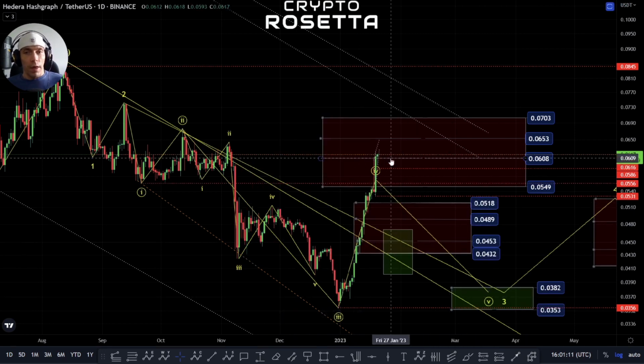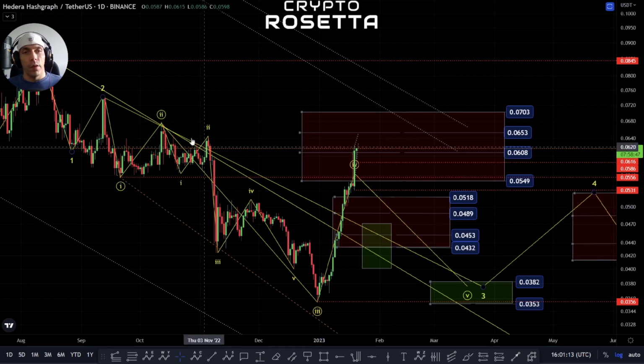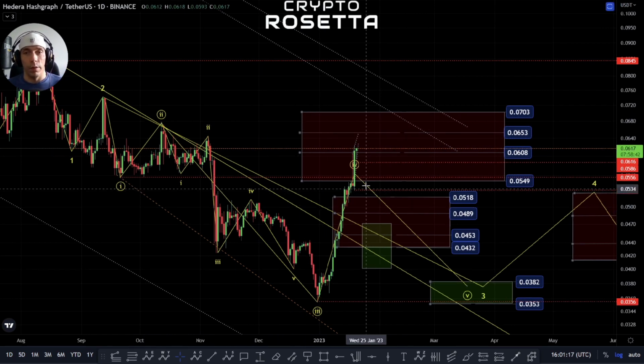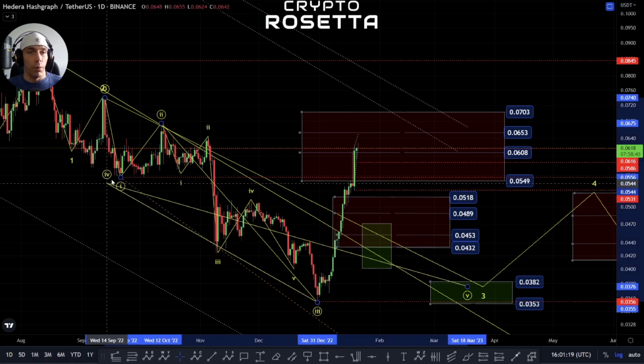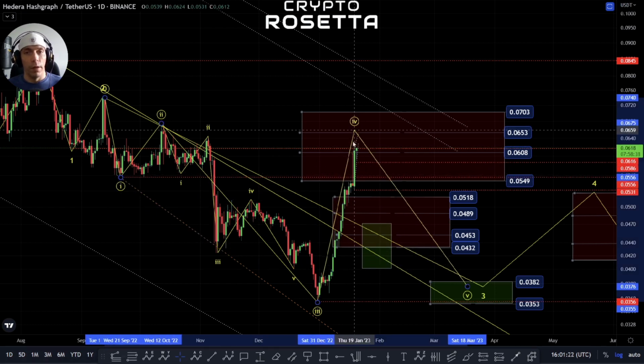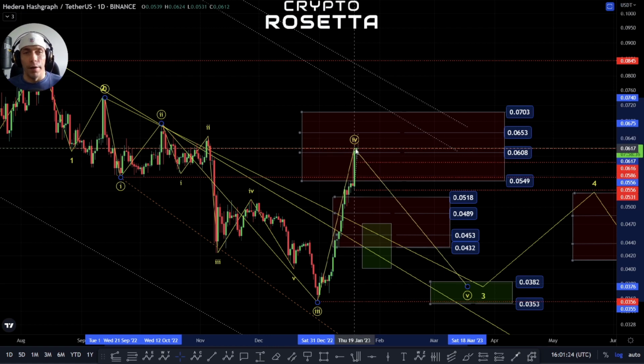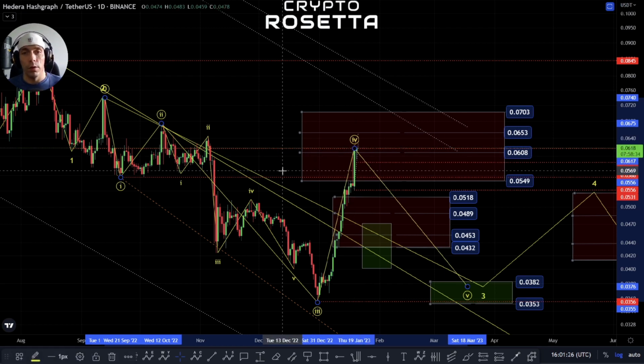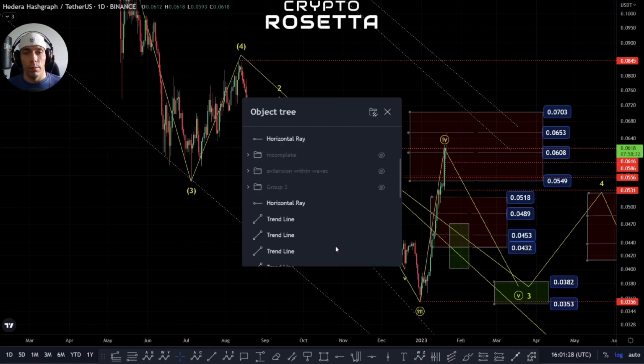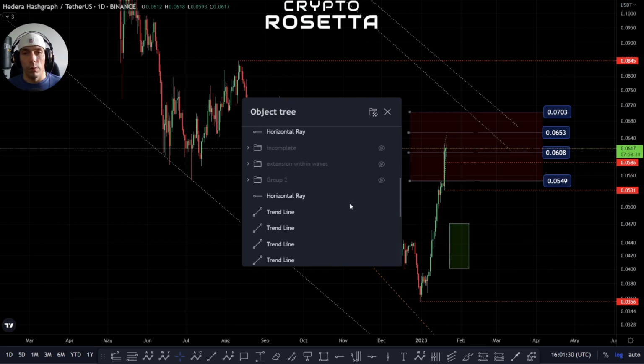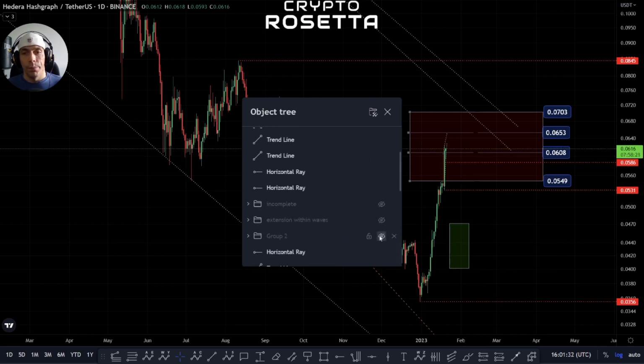So the fact that we came up this high here has basically indicated to me that this structure we were following can no longer be valid because this wave 4 is not allowed to cross this wave 1 here. So basically we've come up too high now for this to be valid, so we're going to have to look at this in a different way. And if I come down, turn this off, and we'll switch over to the other account.